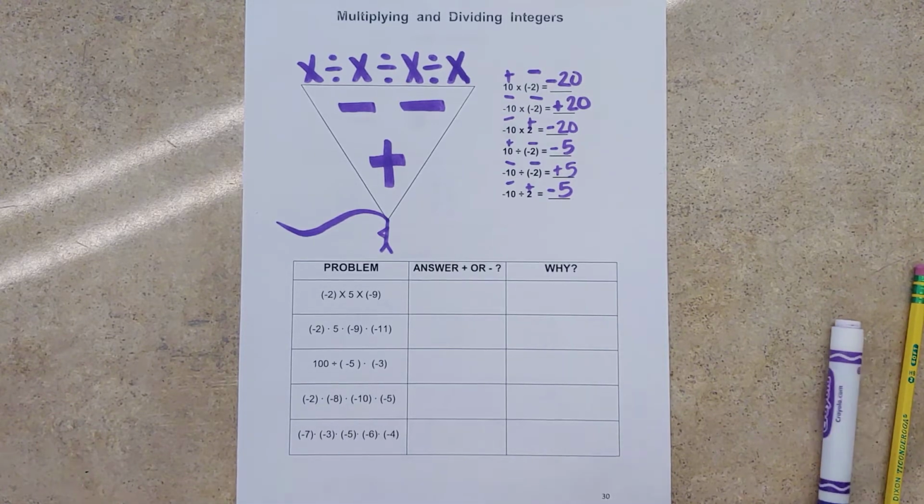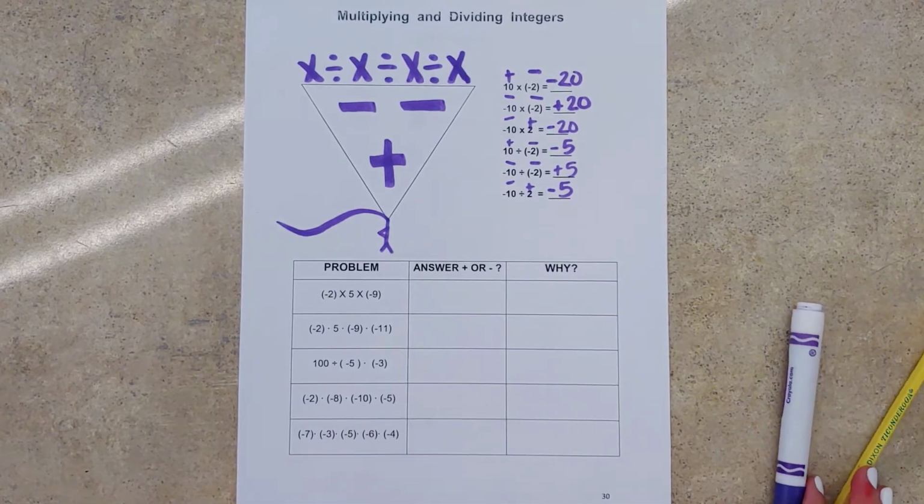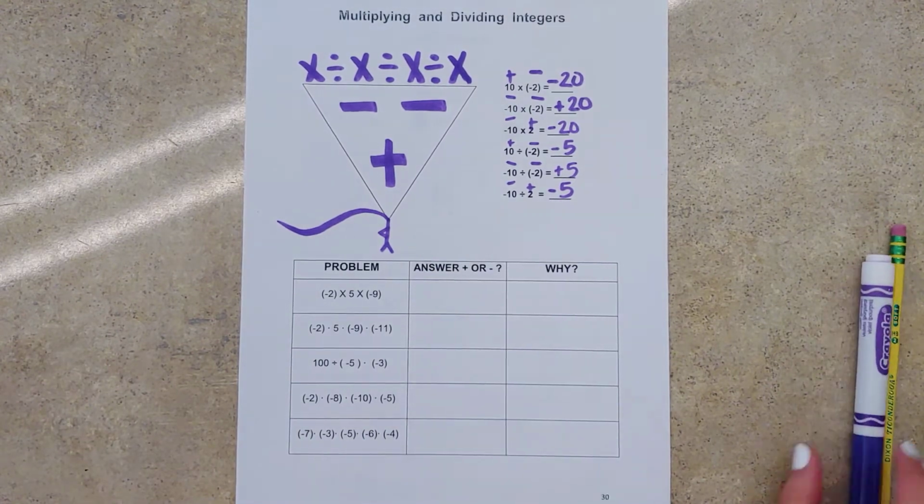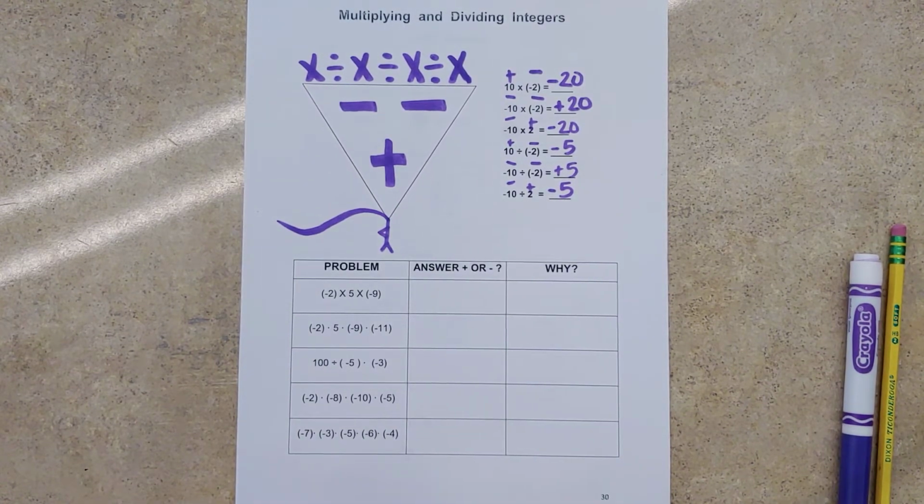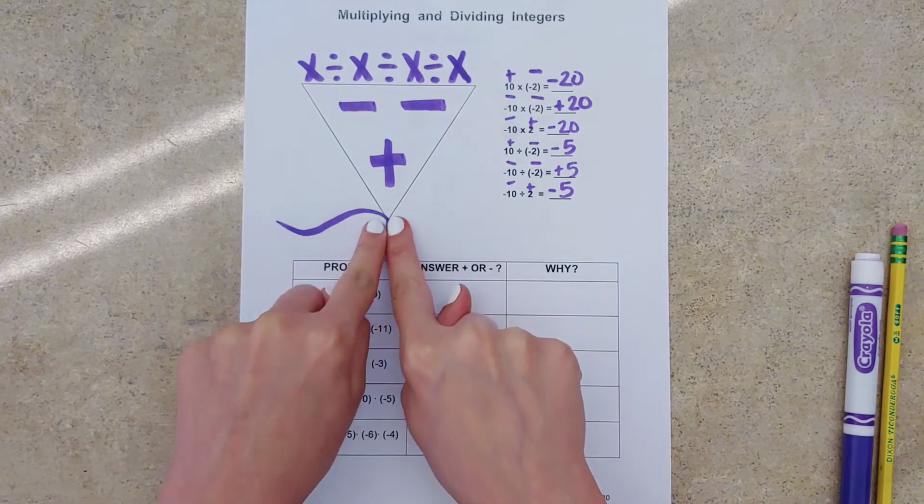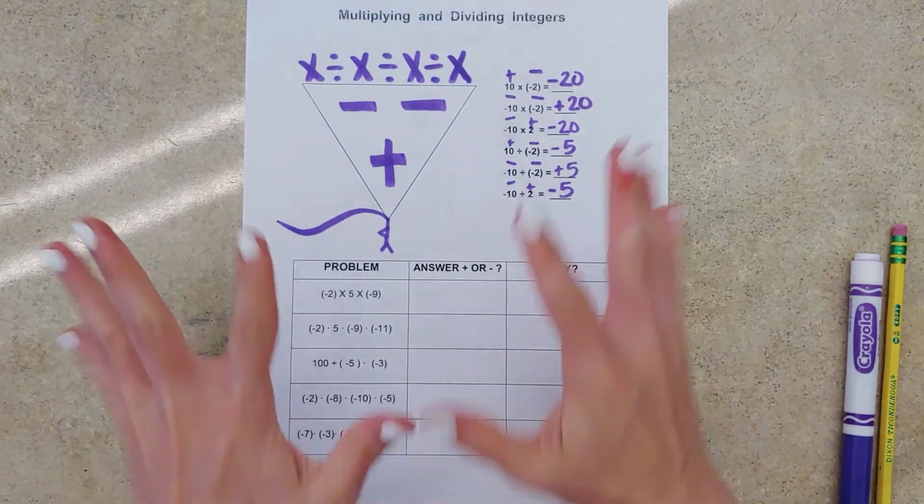If you miss class, check in with a partner. Have them explain it to you. Your partner's brain will grow. Your brain will grow. Everyone's brain will grow. There we go. Multiplying and dividing integers. You can use Mathman. All right, there we go.